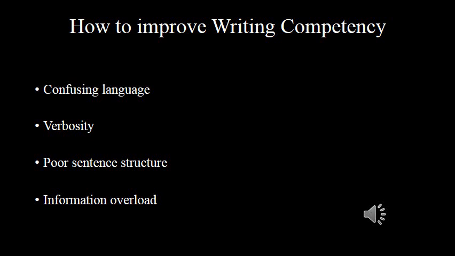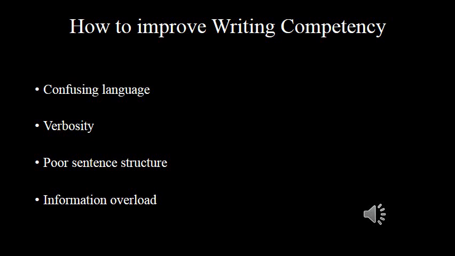The general mistakes or errors which are committed by people while using written communication are confusing language, verbosity, poor sentence structure, information overload, etc. Now we can see them one by one in brief. First one, confusing language. It's a very common usage when we are looking at written communication. A number of words or technical jargons are used to make it a show off.